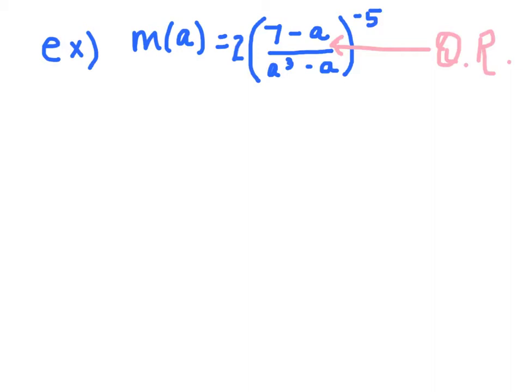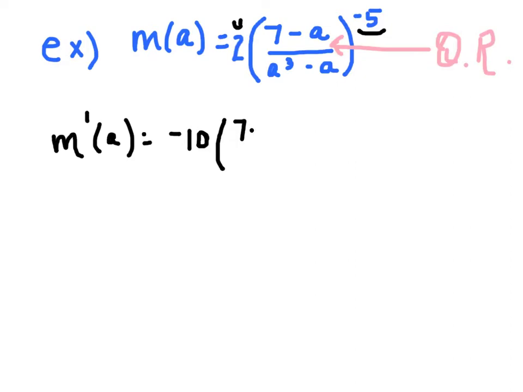So the very first thing that we're going to do is recognize that we are taking the derivative of m of a. Okay, so negative 5 is going to swing down and multiply by 2. So we're going to have negative 10. We keep the inside exactly as it is, so that would be 7 minus a over a cubed minus a. Decrease the power of 1 by 1, we go to negative 6.